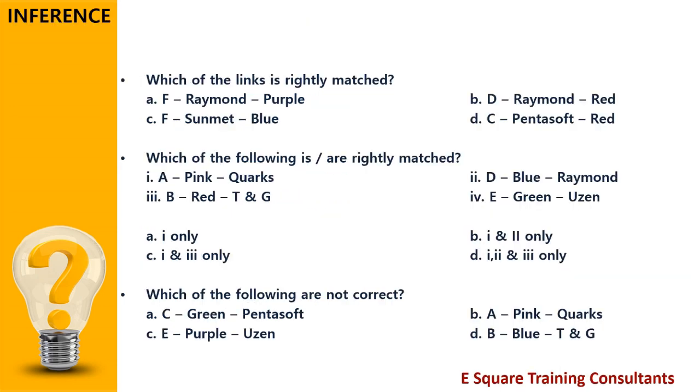I would just go with the first question. So which of the links is rightly matched? So as in for the previous slide, we know F Raymond's purple, not possible. So this cannot be my choice. D Raymond's red, again this cannot be my choice indeed. C Pentasoft red, no, it was green. So F Sunmet blue, and this would be the right option.